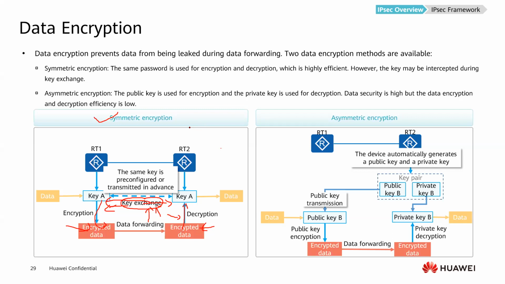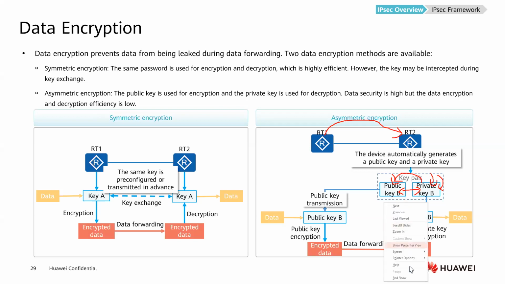So there is another technology called asymmetric encryption. Asymmetric encryption works this way. They will generate two keys. One is called the public key, another is called the private key. For example, router 1 is sending a packet to router 2. Those two keys, the public key and private key, are related, but if you only have the public key, there's no way you can calculate the private key.